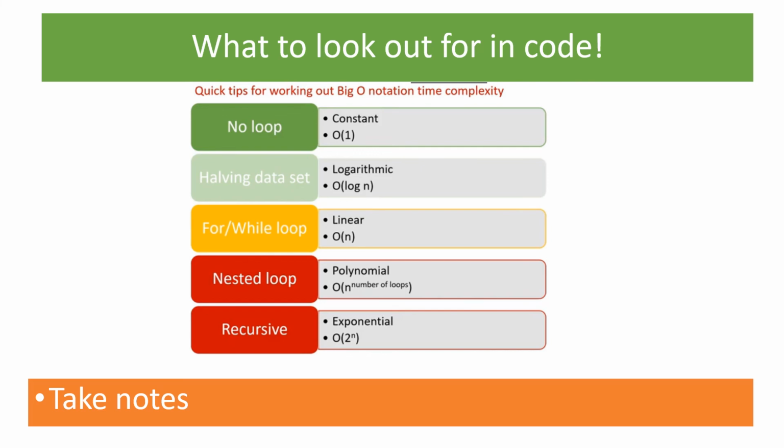A cheat for looking for linear is a for or while loop, but again, in the exam, make sure it's not halving the dataset. Polynomial will have a nested loop, and if something is recursive or calling itself, it's likely to be exponential.